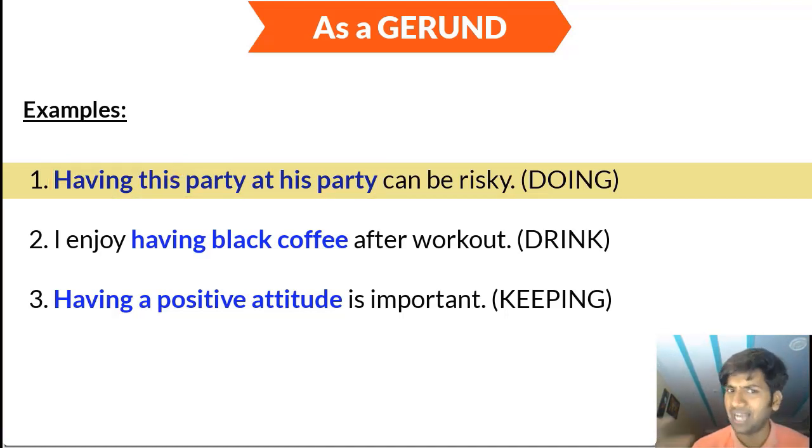Having something, having what? This party, where? At his place, right? So this is the gerund phrase. Having this party at his place can be risky. What can be risky? Having this party at his place.